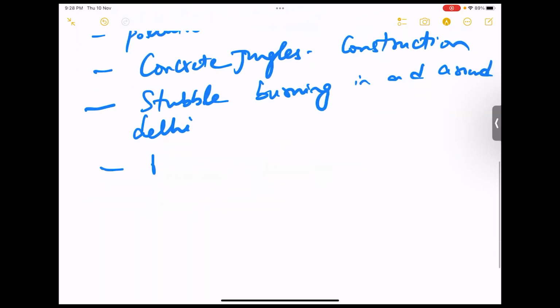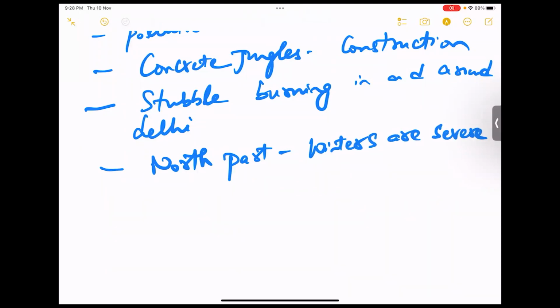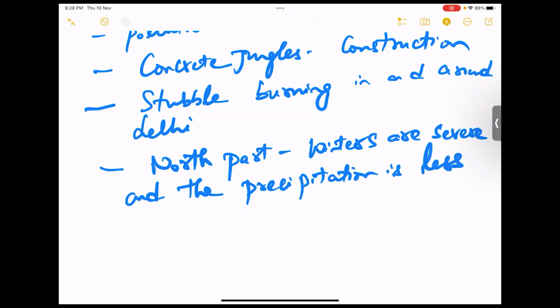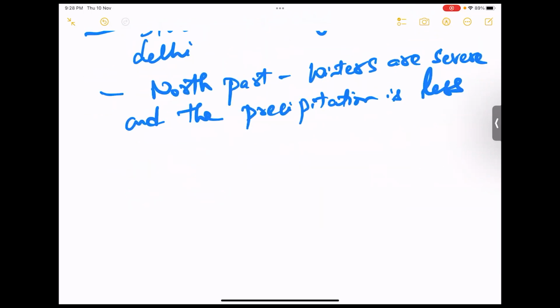and then being in the northern hemisphere, in the northern part, the winters are very severe, and the precipitation is not there. Precipitation is less because of high pressure. Generally during winters there will be high pressure and precipitation will be less. So the particles will not be falling down, and they will be floating around in the air.